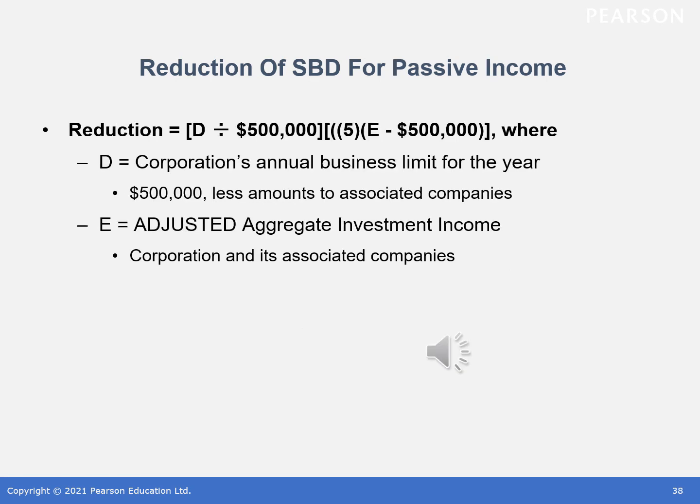So specifically, this reduction would look at the corporation's annual business limit of the year, which would be $500,000 at most, or smaller if they have associated companies, divided by the $500,000 base, times 5 times E, which is the adjusted aggregate investment income, less the $500,000 limit. And it looks at the corporation and any associated companies.